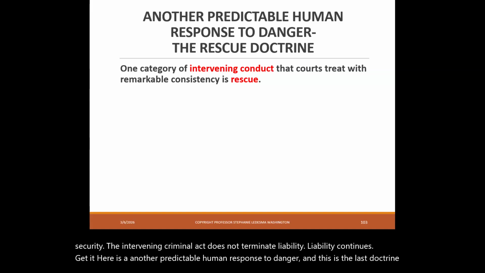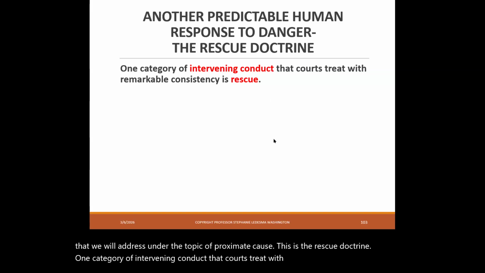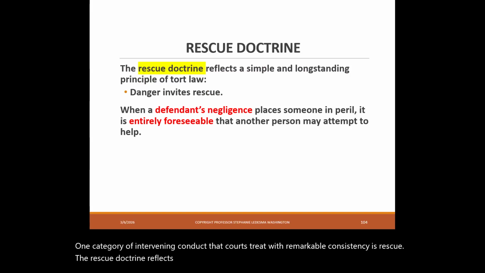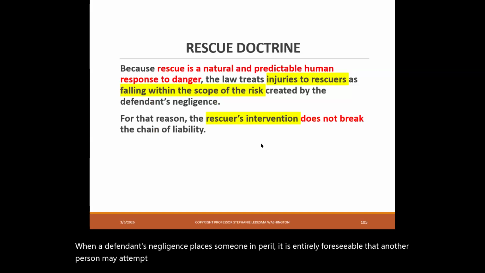Here is another predictable human response to danger, and this is the last doctrine that we will address under the topic of proximate cause. This is the rescue doctrine. One category of intervening conduct that courts treat with remarkable consistency is rescue. The rescue doctrine reflects a very simple principle: danger invites rescue. When a defendant's negligence places someone in peril, it is entirely foreseeable that another person may attempt to help, right? Because rescue is a natural and predictable human response to danger.